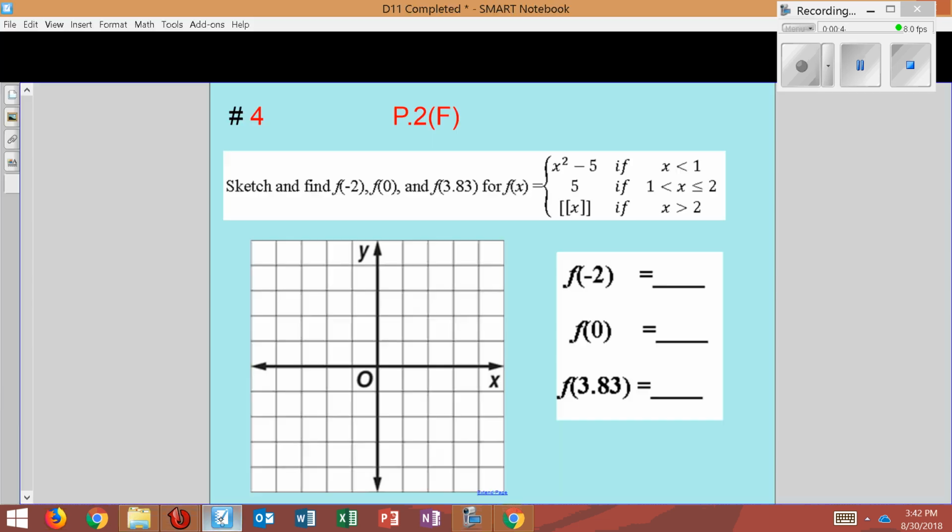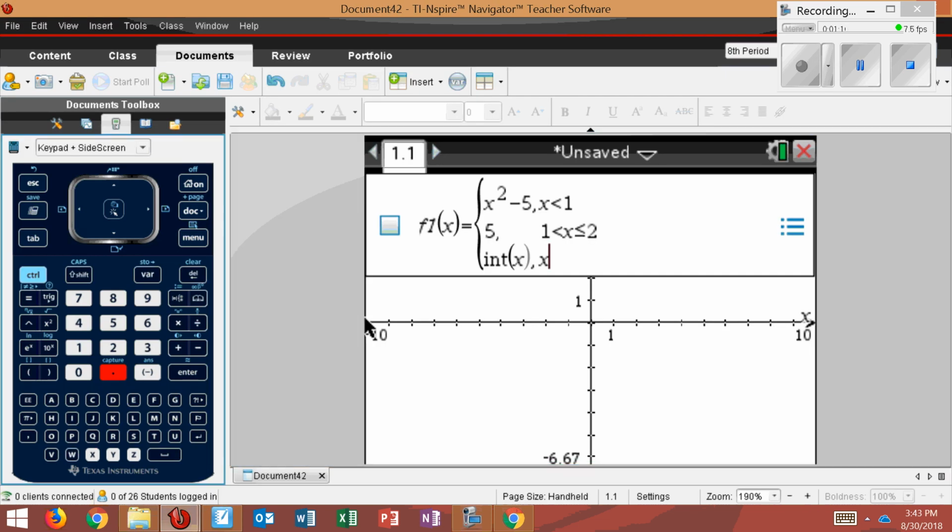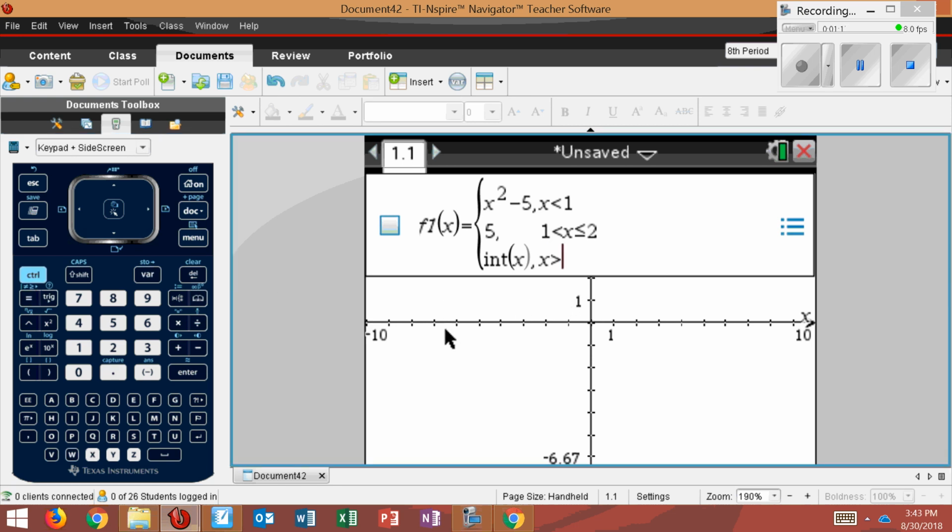All right, the next part of the function should be 5 when 1 is less than x, which is less than or equal to 2. Finally, we have the greatest integer function, which is int of x whenever x is greater than 2. There we go, greater than 2.